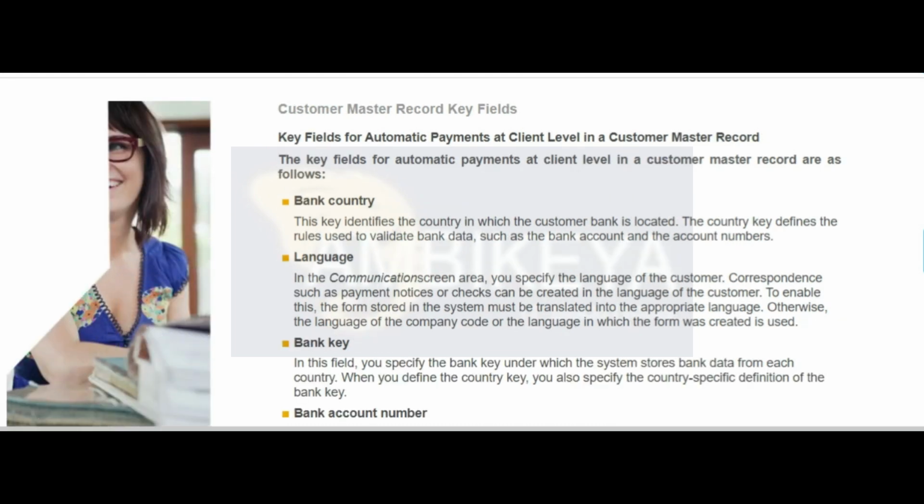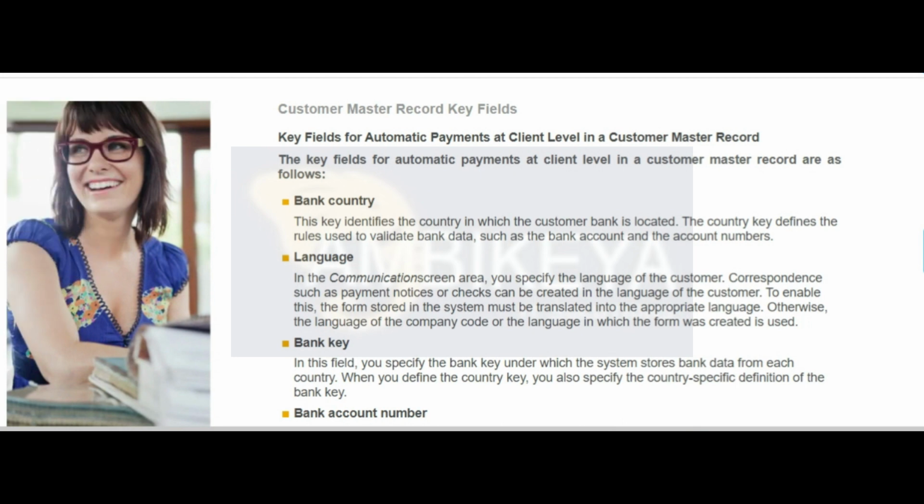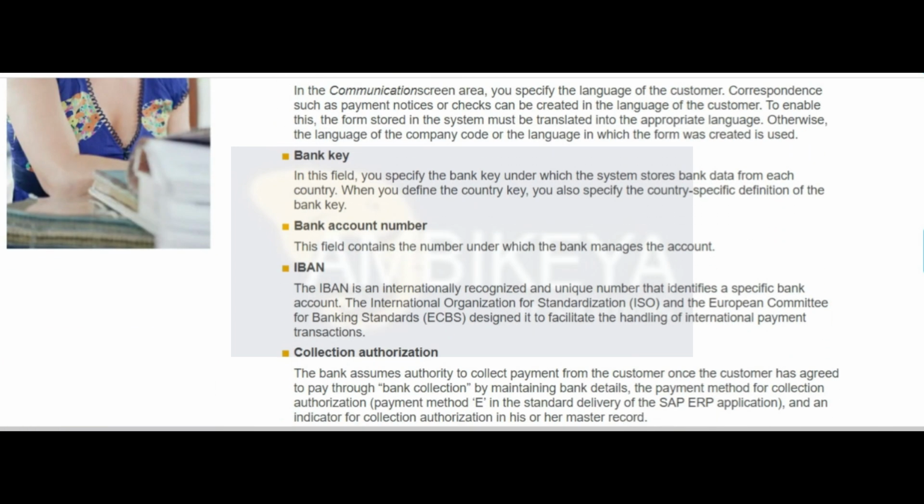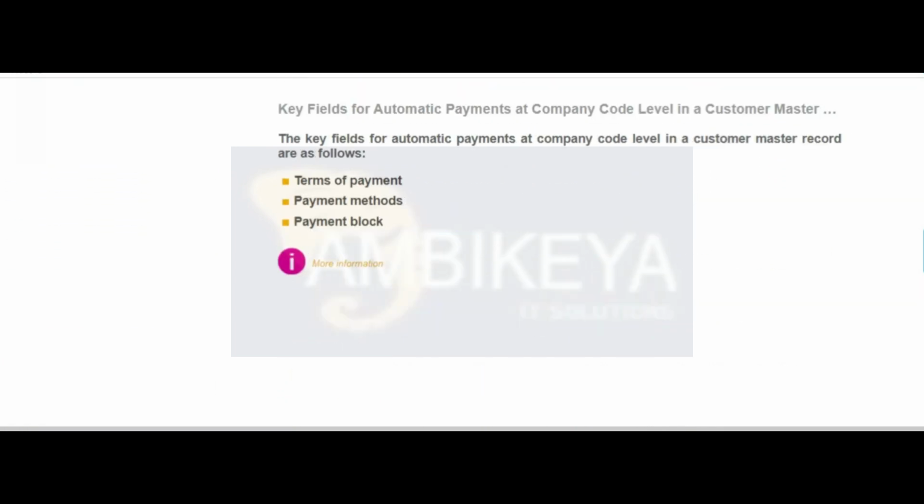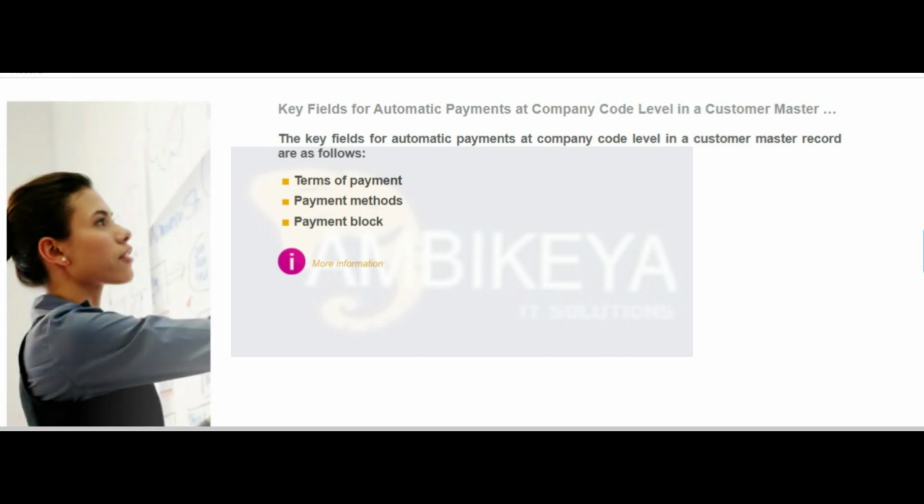There are some key fields in a customer master record that affect the automatic payment program. The key fields for automatic payments at company code level in a customer master record are as follows.